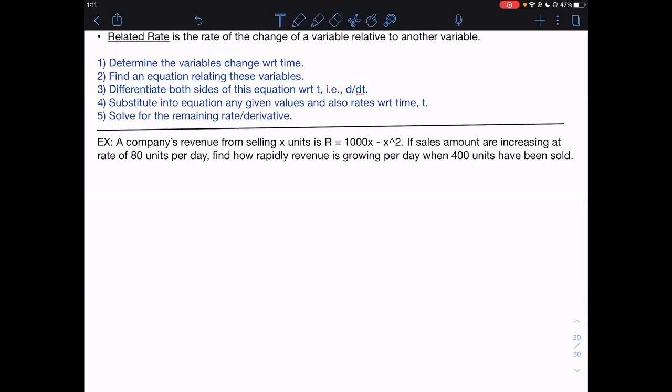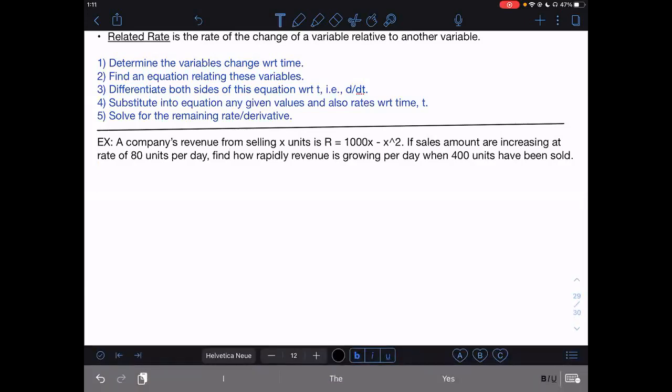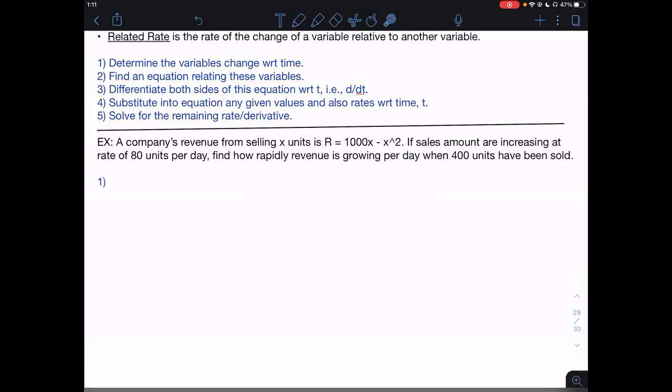Okay, so first step, determine the variables that we're interested in that are changing with respect to time. In this case, time is being represented by day. Let's look at what we're trying to see changes per day. We're trying to see how the sales amount are changing per day, and we want to find out how the revenue is going to be changing per day. So here we have our two variables of interest, the sales amount and the revenue.